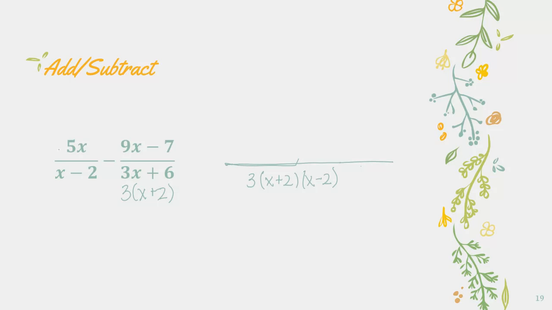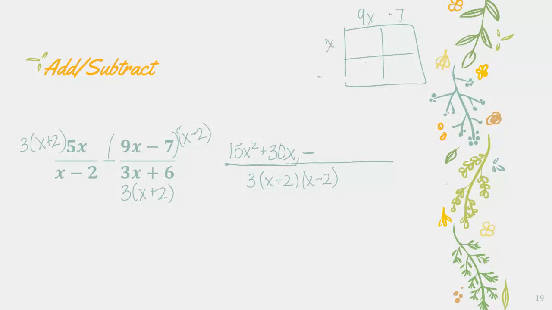So on this 5x over here, I'm going to multiply by 3x plus 2, or 3x plus 6, which I already know that's what that is, times 5x is going to give me 15x squared plus 30x. Then over here on the right-hand side, I'm going to multiply by x minus 2. Now remember, I'm multiplying the quantities. So this is where I'm going to need my box to multiply 9x minus 7 times x minus 2. And I'm going to multiply that whole thing out.